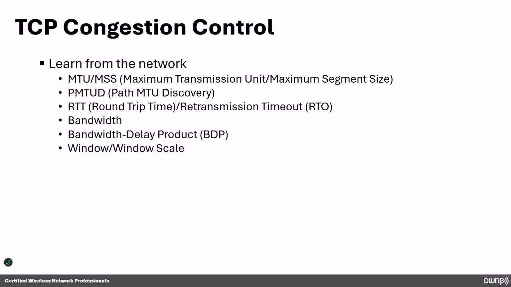But this basically is what we use to decide, ultimately, in relation to what we've learned about the BDP, how much can we have in flight at a time? And then we're going to set that through the window size. But there are different window sizes. So there's a receive window and there's a congestion window. So people confuse these a lot.